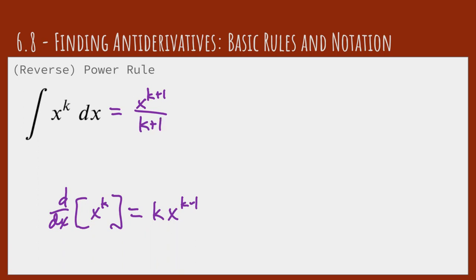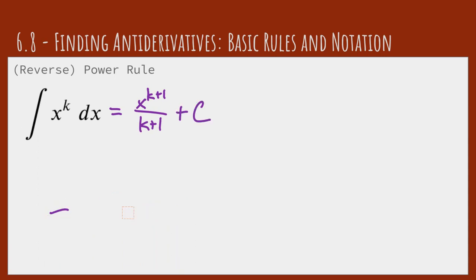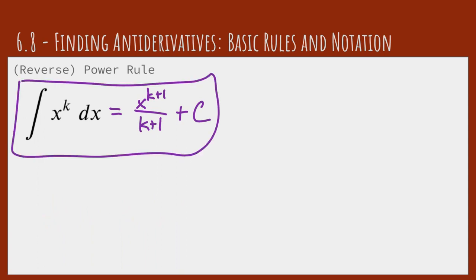Okay, so where we multiplied by the exponent and then decreased the power by 1, now we're going to increase the power by 1 and then divide by the new exponent. And then keep in mind, anytime we are doing an antiderivative, we need that constant of integration. So this right here is the power rule that we're going to use for antiderivatives.